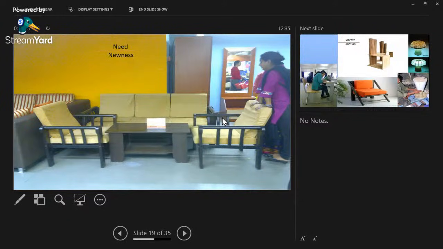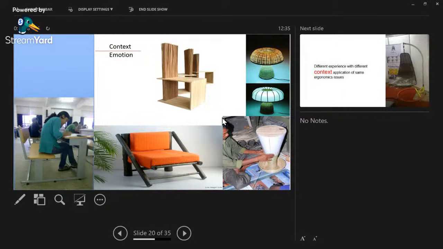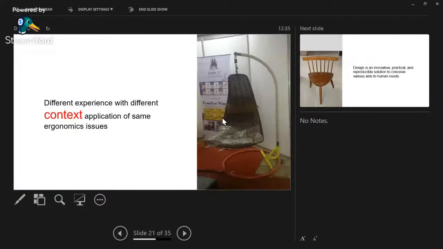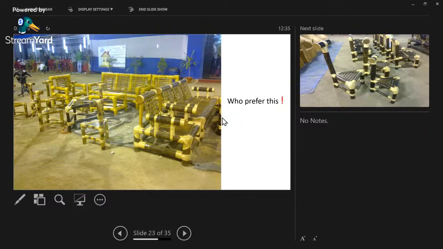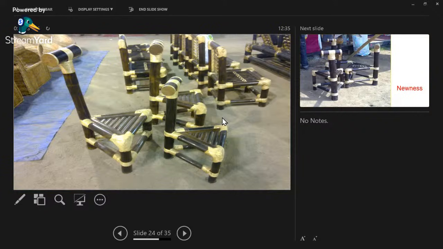Now the thing is that while designing, we need to see the contextual requirement. Everything has to be new. With the ergonomics requirement, many products are developed. This type of product is also developed, and this type of product is also developed, and people like it. A new material has come, which people also like. New development products are there, and people like them.